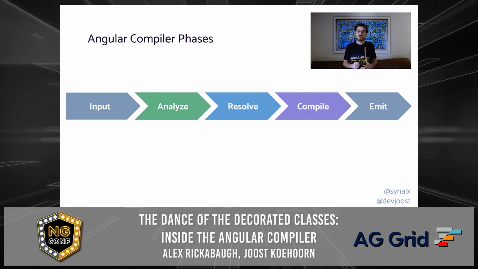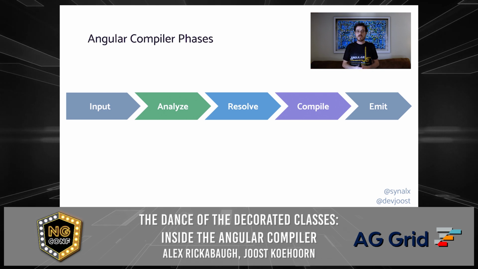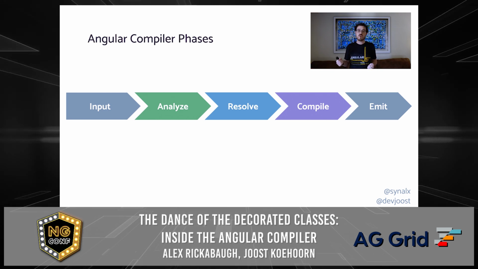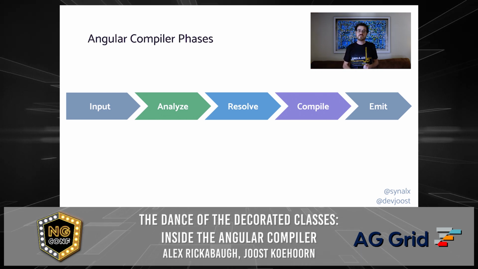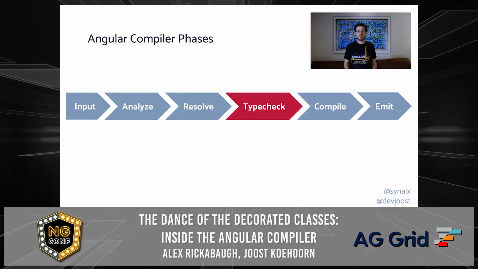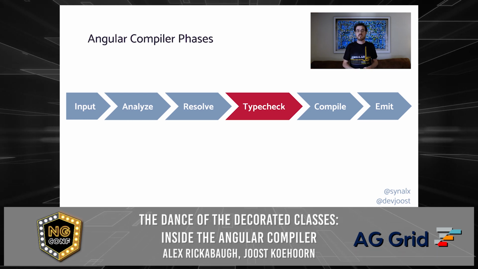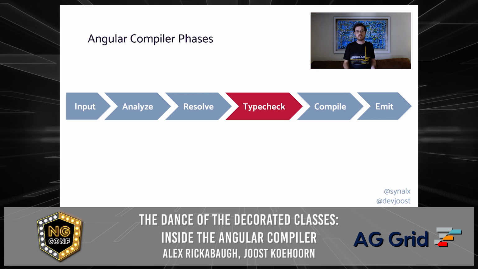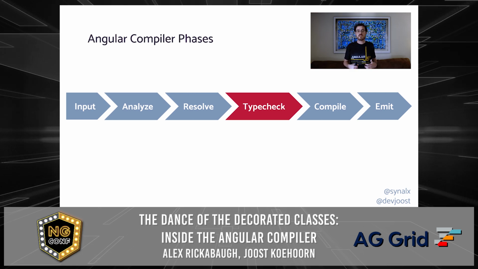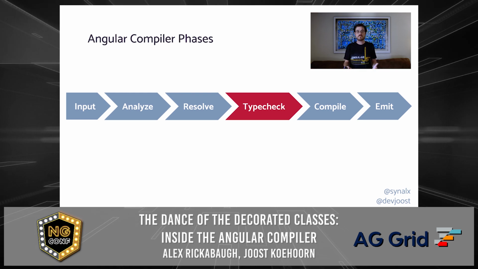So how do we do this? And most importantly, why did we do this? So remember those three phases from earlier? Analyze, resolve, compile? We actually have a fourth one called type check. And in particular, this is an operation that we call template type checking. And this phase is the source of any errors that you might see if you try to build with an error in your template. Something like an incorrect type, or an invalid binding, a component that doesn't exist, etc.